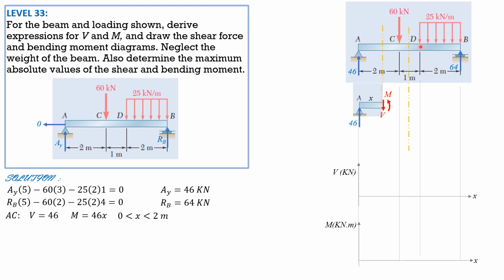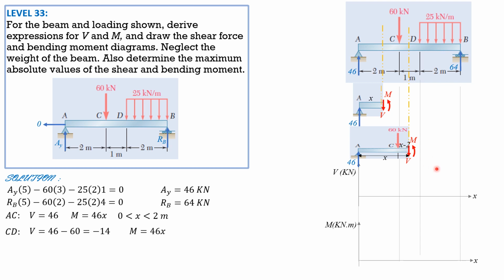Then for the next section, let's have the details. Distance from A to that section is x, as shown here. So reaction 46, shear and moment in the positive direction, then x. So this distance is x minus 2, moment arm of 60. So for CD, summation of forces in y, shear is 46 minus 60, so negative 14, constant. And the moment is 46 times x minus 60 times x minus 2.